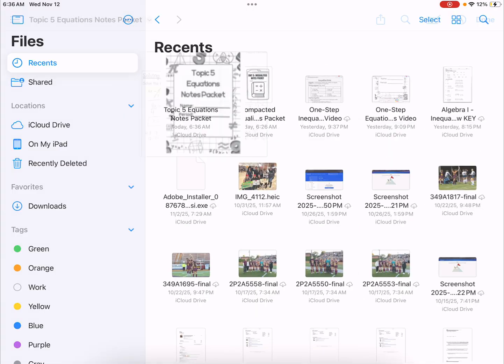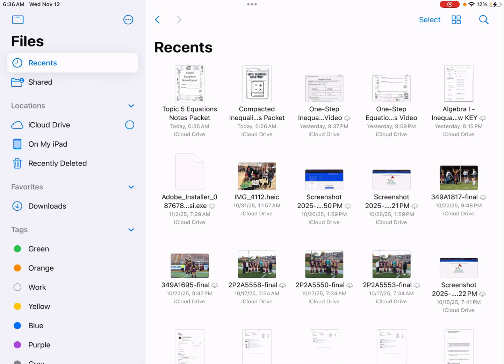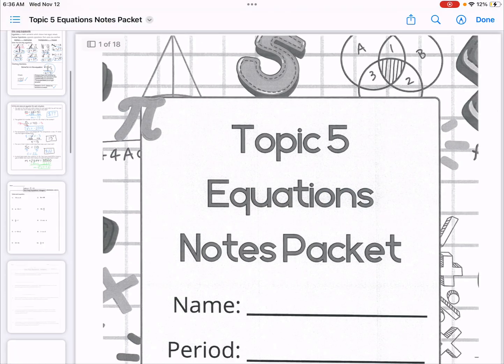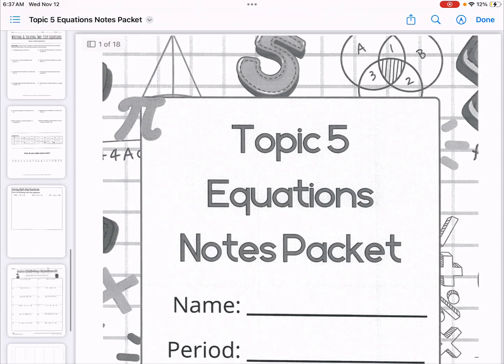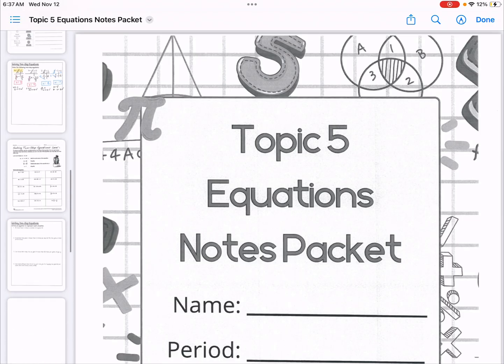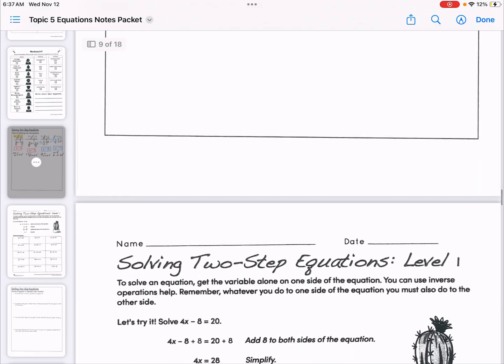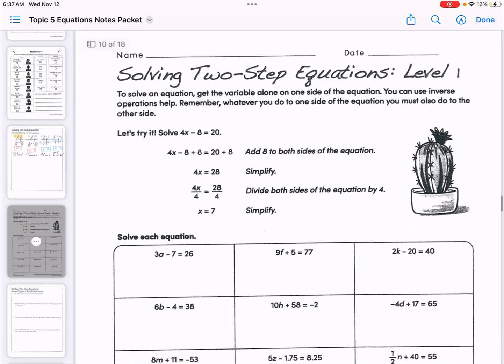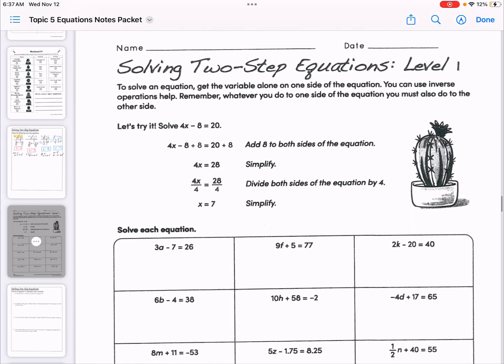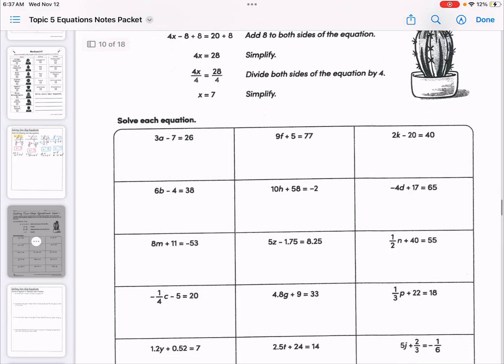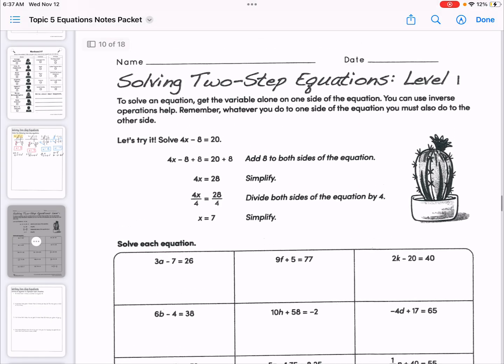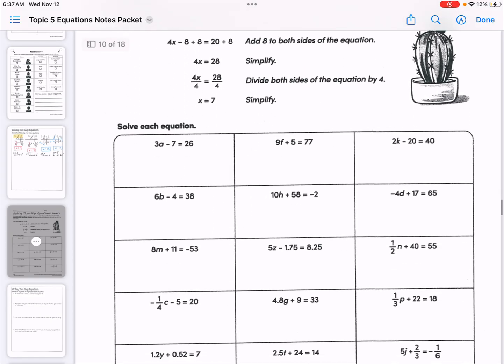Okay, so that is what I have for solving two-step equations. Now, for class today, you are going to complete the solving two-step equations level 1 worksheet. So you're going to complete these questions to practice. All right, good luck.